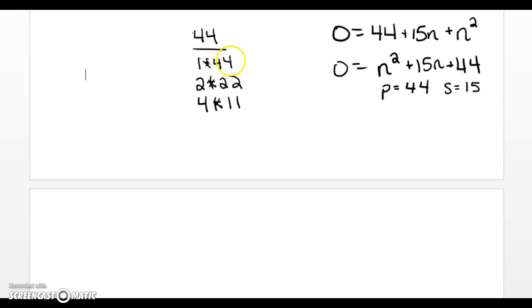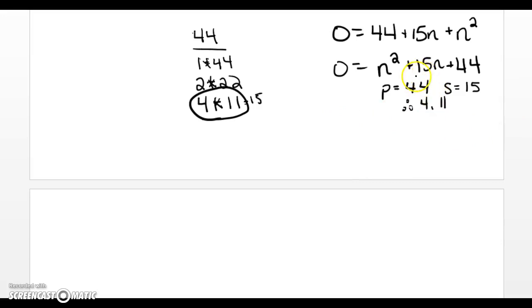So 1 plus 44 would give you 45, 2 plus 22 would give you 24, but 4 plus 11 would give you 15. So here are your two numbers. Therefore your numbers are 4 and 11.